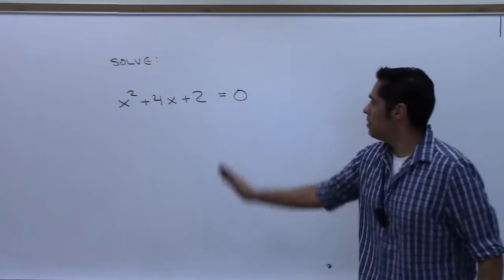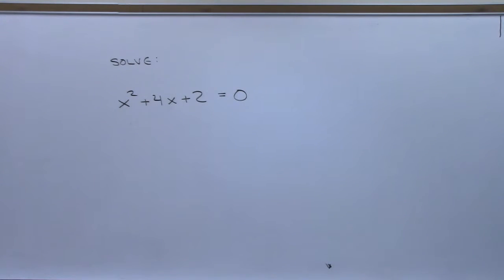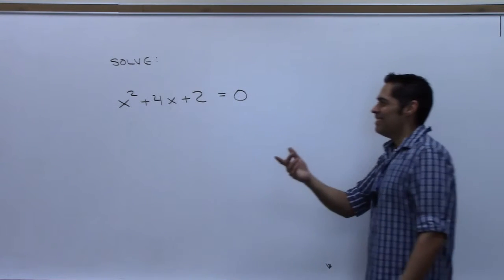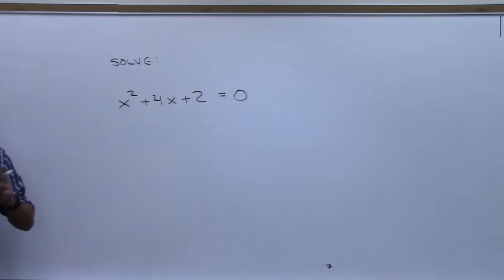You try and factor this, not going to happen. So what do you fall back on when nothing else works with the quadratic equation? The quadratic formula, right? The negative b plus or minus square root b squared. That always worked, right? That always worked.